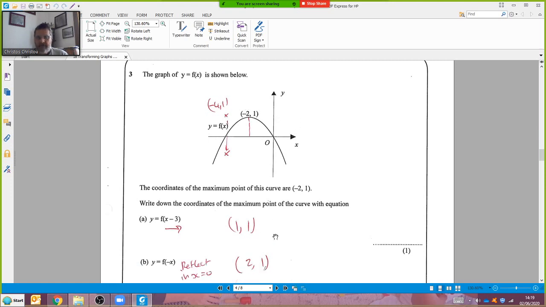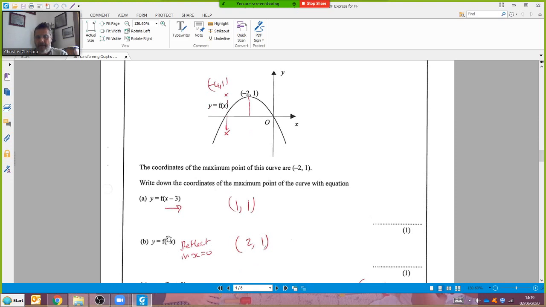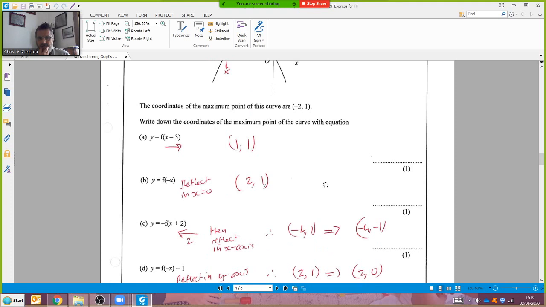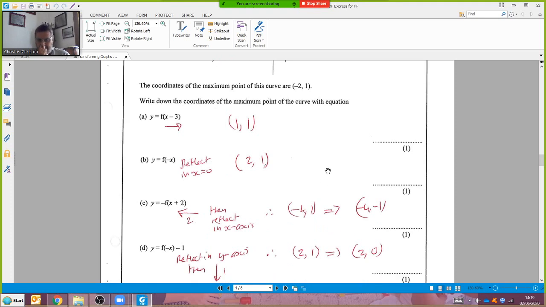Okay. Next one, f of minus x, and I'll just reflect it in the y-axis, I think. Yeah, reflect it in the y-axis. So a minus 2 from this line here becomes a plus 2 over here. So I've got 2, 1. That's correct as well.